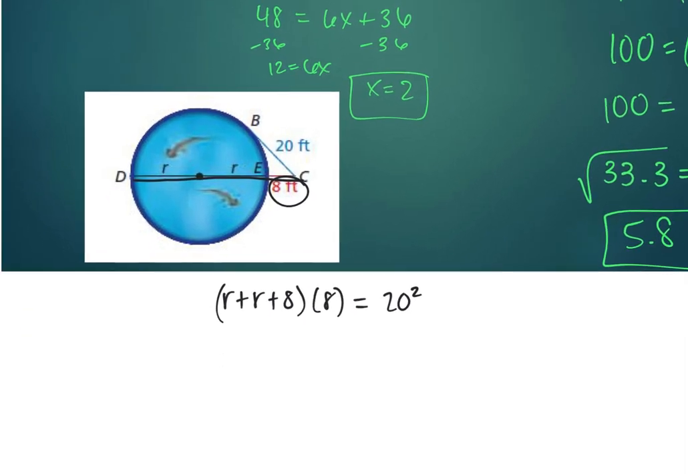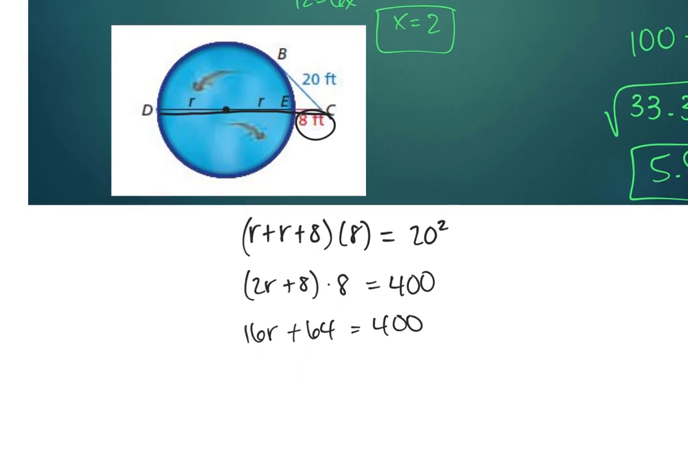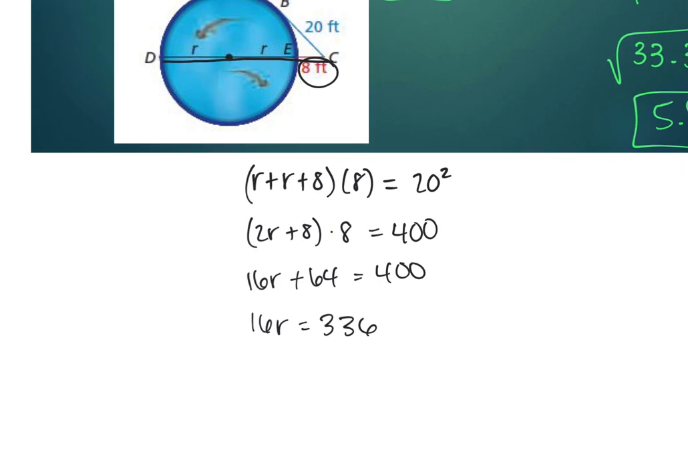Very good. R plus R is going to give me 2R plus 8. Multiplying that by 8 equals, and then 20 squared is 400. 8 times 2R will give me 16R. 8 times 8 will give me 64, and this will set equal to 400. We'll subtract the 64 from both sides, get 16R equals 400 minus 64. Gives me 336. Divide everything by 16. We get 21, so R equals 21.